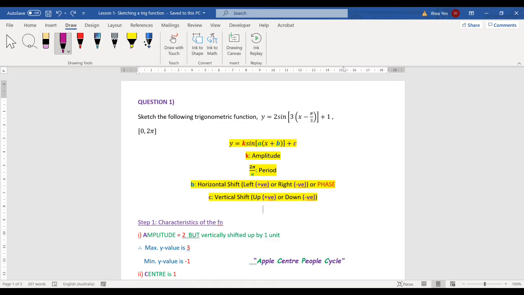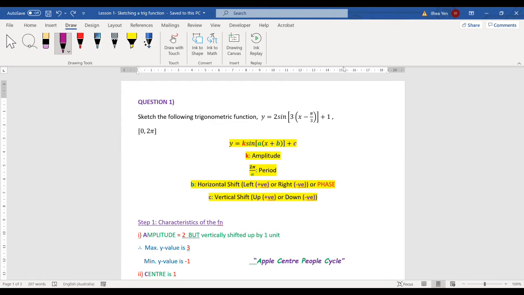Now k is amplitude, how far it goes up from the center, and the period is 2 pi over the value a. So a is not the period. Period is 2 pi over a for sine function and cosine function. Obviously, the tan function is pi over a. Now, b and c are the horizontal shift and vertical shift.